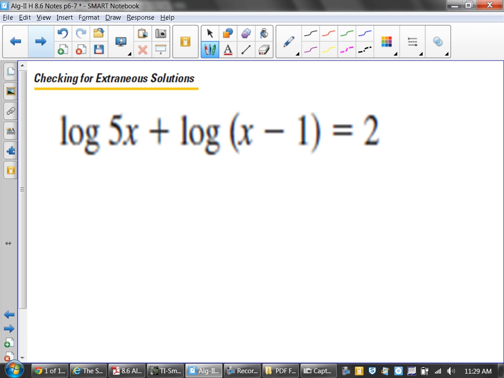Now this is about as weird as this stuff gets. One thing I want you to notice, the difference between this problem and the ones we've done before, is how there are multiple logs on one side. What happens here is you have to use your rules of condensing before you do anything. You have to condense it to a singular log before you can exponentiate anything.